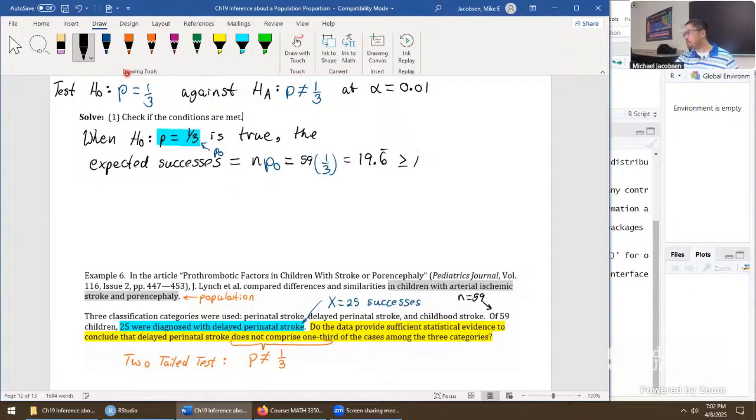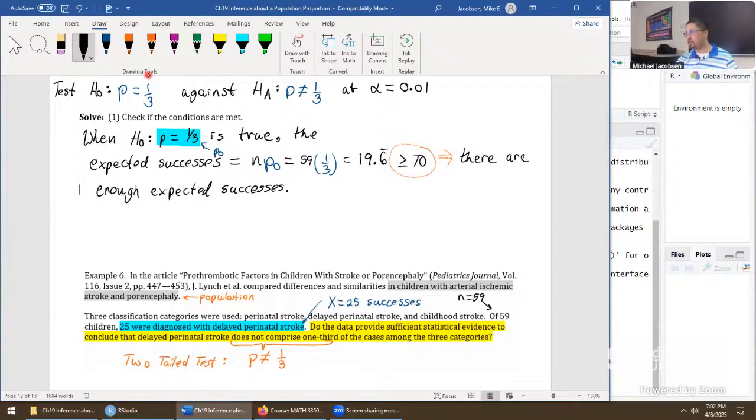This is greater than or equal to 10, and greater than or equal to 10 is the benchmark we have to pass to say we have enough successes. So let's say here, there are enough expected successes. Next, we just check if the expected failures is enough as well.